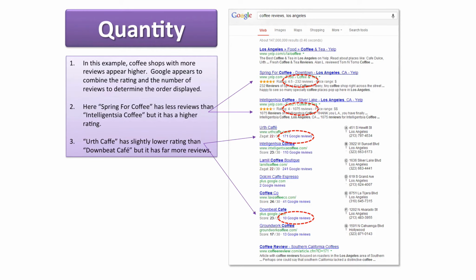The next one, speaking of quantity, is how it affects search. So in the general category of search, you'll see that when you type a category, Google appears to give precedence to sites or review sites that have more reviews. So for example, you see over here, this one, Spring for Coffee, has a high rating and 232 reviews. This one has 4 ratings with 1,000 reviews. And of course, down over here is Downbeat Coffee. What a funny name considering what we're showing you. It only has 10 Google reviews. So the more reviews you have, period, whether it's Yelp or Google, it appears that you will rank higher on search results.